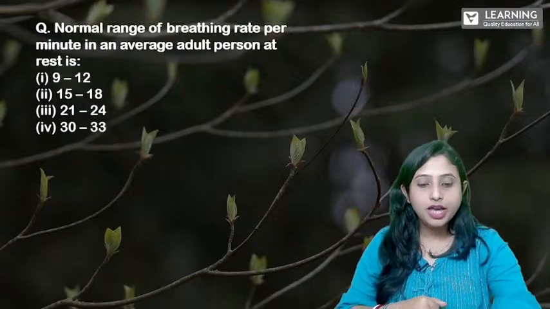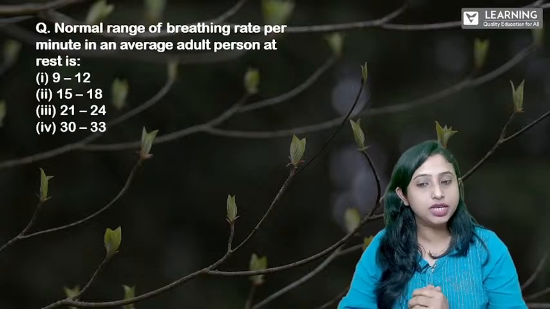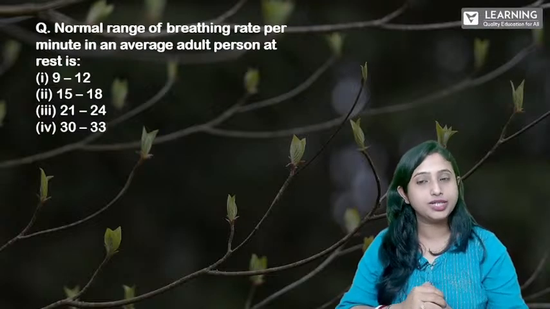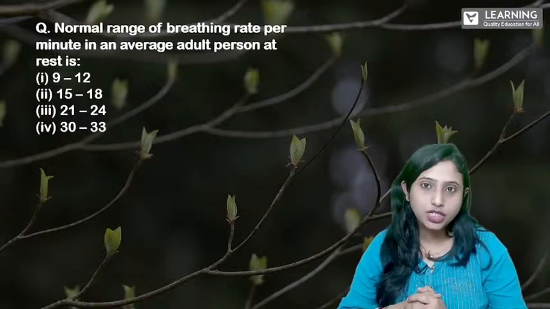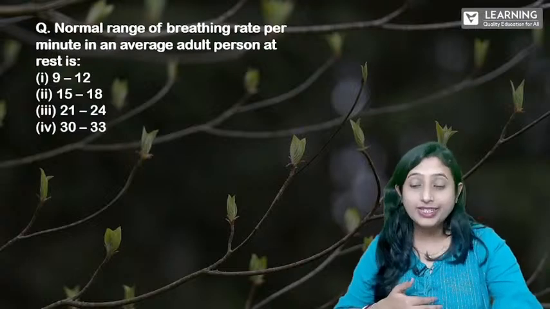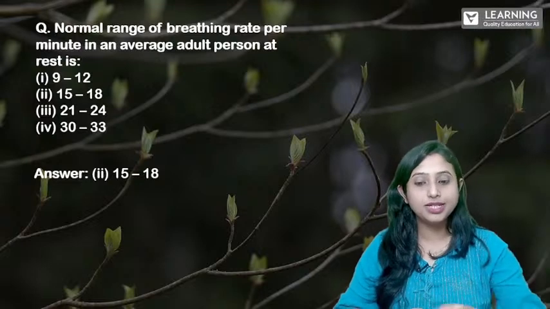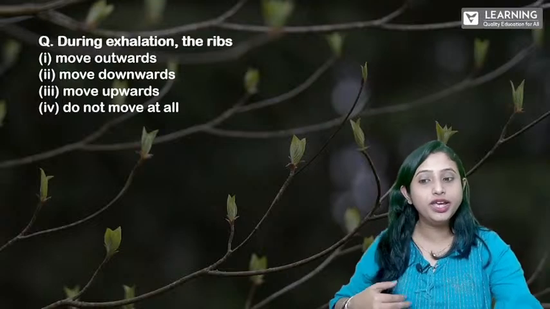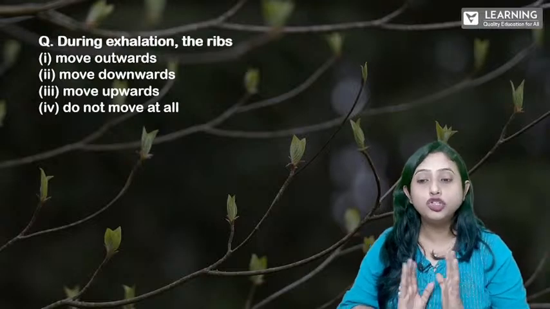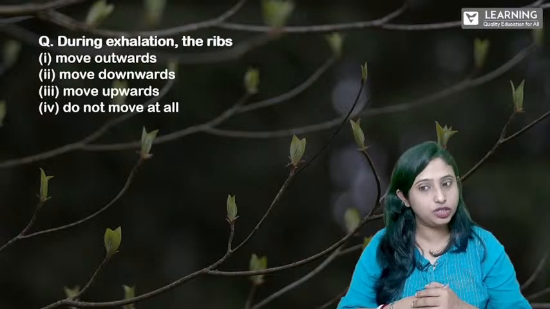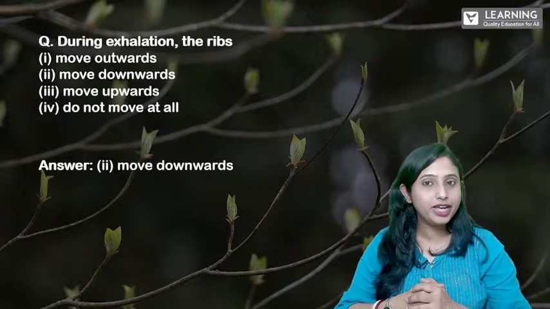Clear? Next question: the normal range of breathing rate per minute in an average adult person at rest is, 9 to 12, 15 to 18, 21 to 24, or 30 to 33. Which one is the right answer? It is 15 to 18 per minute. Next question: during exhalation, the ribs move outwards, move downwards, move upwards, or do not move at all. What happens to the ribs during exhalation? They move downwards, back to their original position.